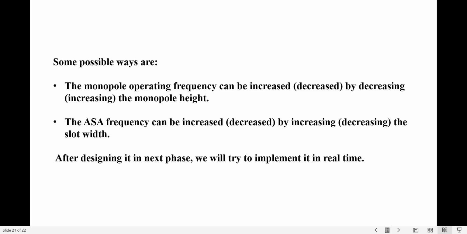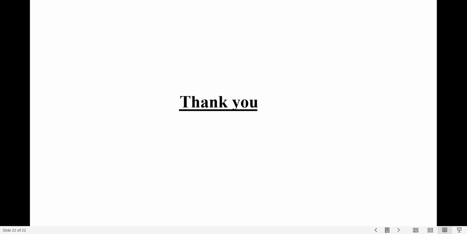After designing it in the next phase, we will try to implement it in real life. That means we'll try to prepare hardware components like maintaining physical prototypes, etc. So that's it.